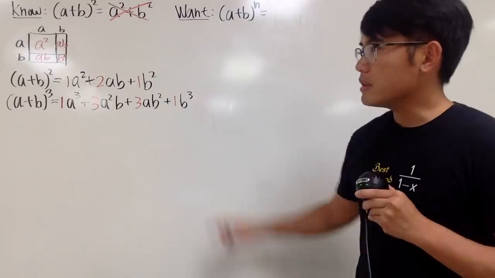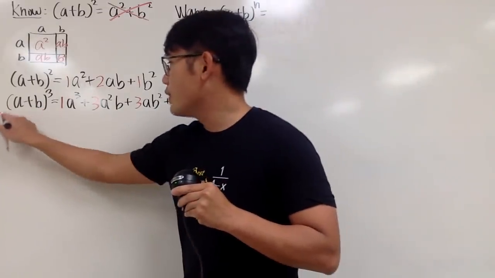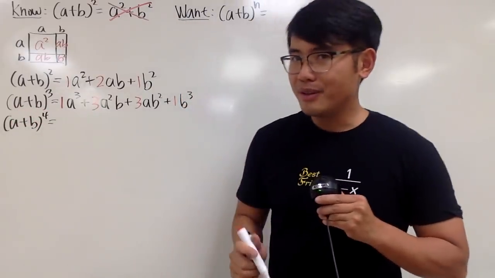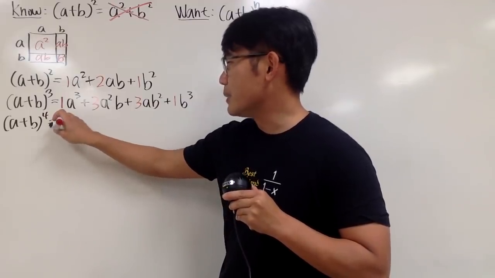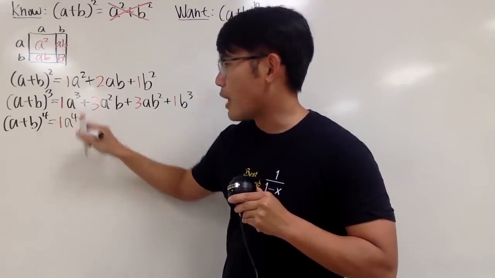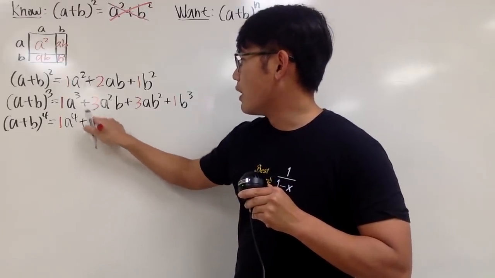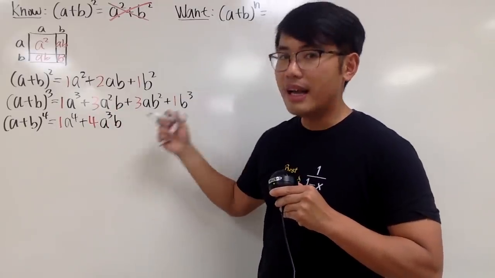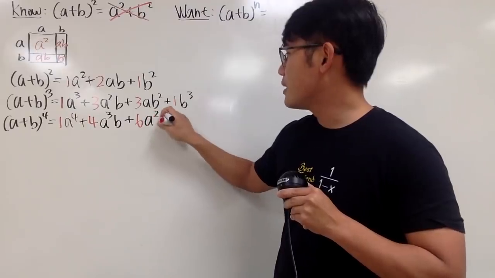So, this is (a plus b) to the third power, and let me do one more for you guys. Of course, the next one will be (a plus b) to the fourth power. And some of you guys might notice the pattern if you haven't seen this before, but anyway, the first one is going to be 1a to the fourth power. And the next one is going to be plus 4a to the third power, b to the first power. And then the next one is going to be plus 6a squared, b squared.